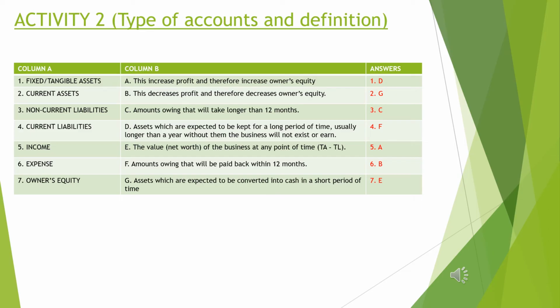Then let us look at definition F. Amounts owing that will be paid back within 12 months. Amounts owing. They are not referring to an expense, but they are referring to a current obligation that must be settled within the financial year. So do not confuse an expense and a liability. Those are two different account types. So in this case, they are looking at a present obligation, they are looking at a liability.